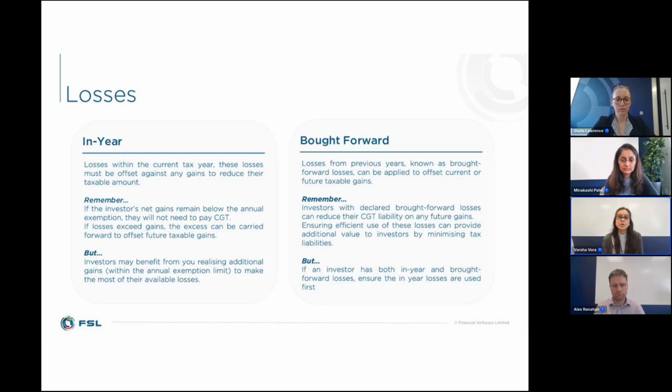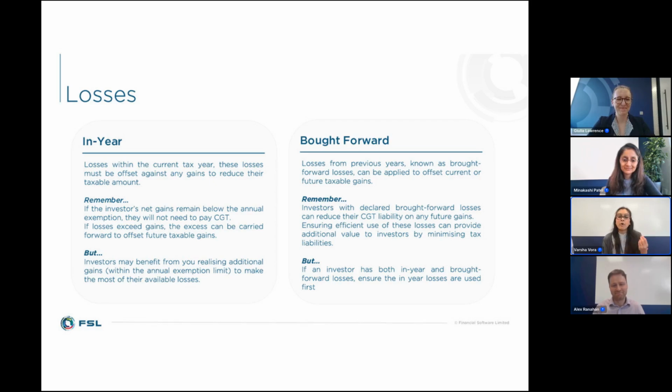One of the key things to remember when you're doing your reporting is your losses, making sure that any losses that your investors have incurred during the year are taken into account and are being offset against any gains that have also been made within the year. It's always important to remember that netting off your losses against any gains is something that you need to do when you're doing your CGT reporting. And as you all know, using CGIX will do this automatically for you. So that's a tick in the box for CGIX.